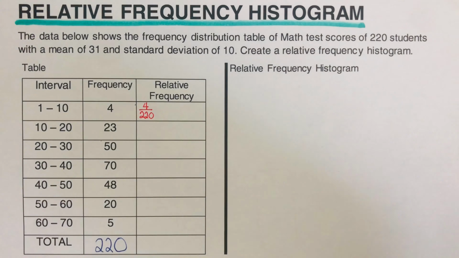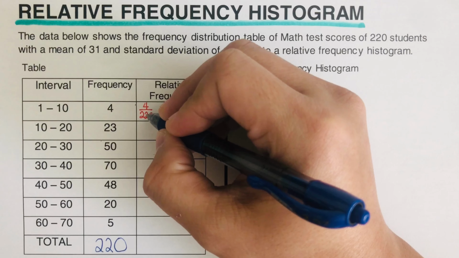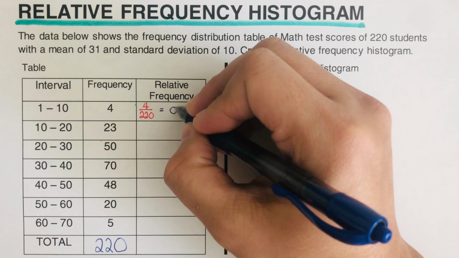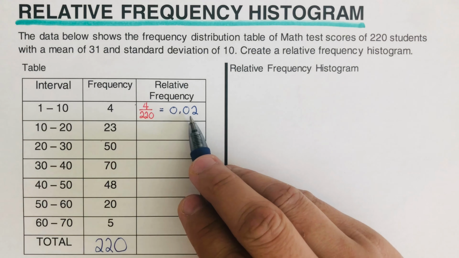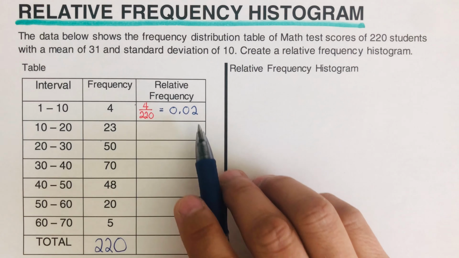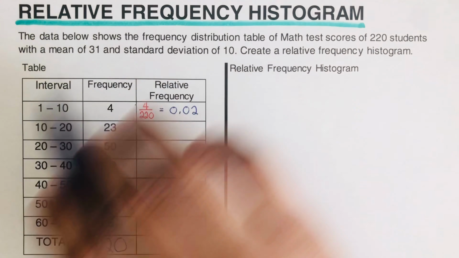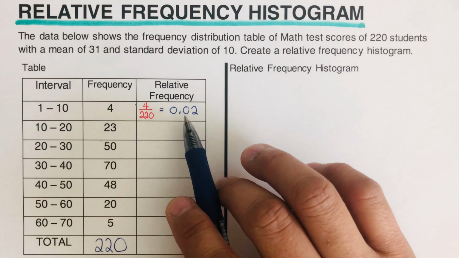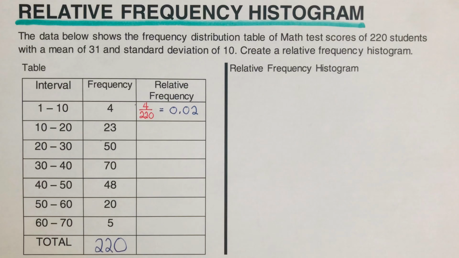So I need to use a calculator for this. And then the value for this, if I divide 4 by 220, would be 0.02. So I rounded this off to 2 decimal places. Again, it depends on the problem. If it's asking you for 3 decimal places, then you can add some more values right here, the ones that you see on the calculator. But for this video, we're going to have values for relative frequency rounded off to 2 decimal places.